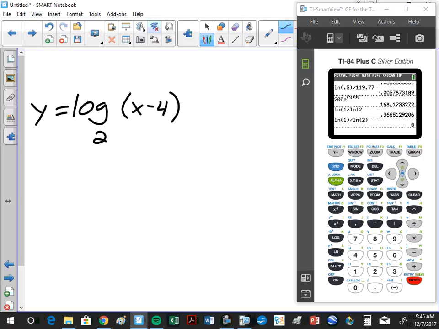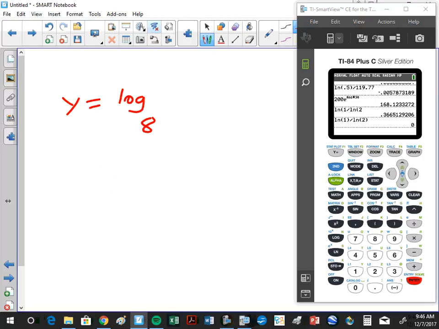So what we do is look at the logarithm and say, this stuff cannot be negative, and it can also not be 0. So we say, x minus 4 must be greater than 0. And then we just solve for x. So x is greater than 4. Because anything less than or equal to 4 creates a negative on the inside. Okay? What about y equals log base 8 of 5 minus 3x?